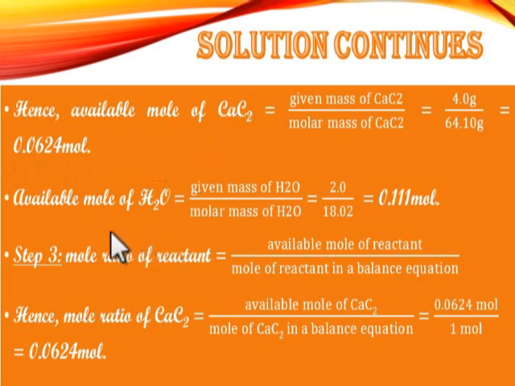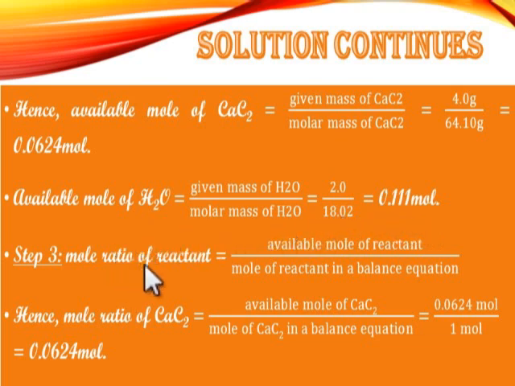Now the second reactant being water. Available mole of water is the given mass of water all over molar mass of water. So the given mass of water is 2, and the molar mass of water is 18.02. If you divide this by this, you're going to have 0.111 mole, and that is the available mole of water.